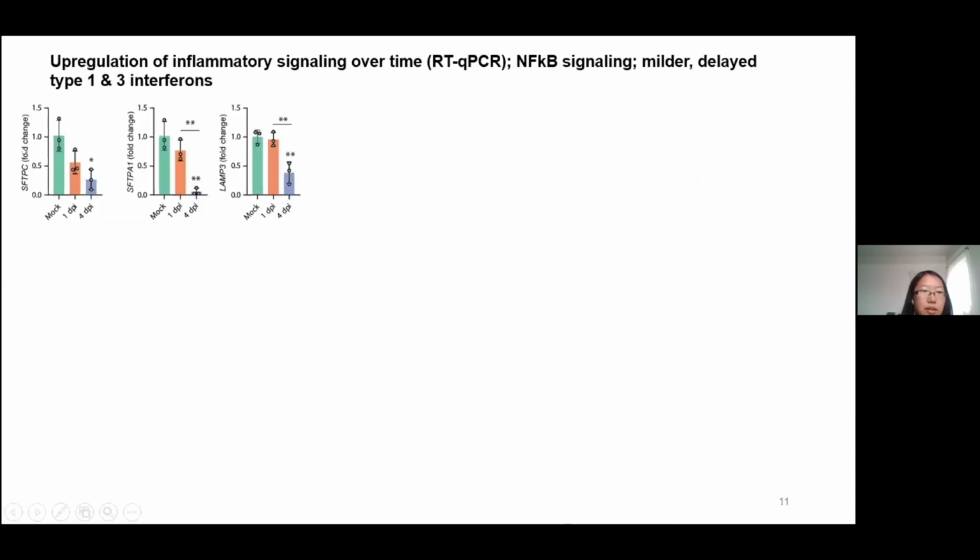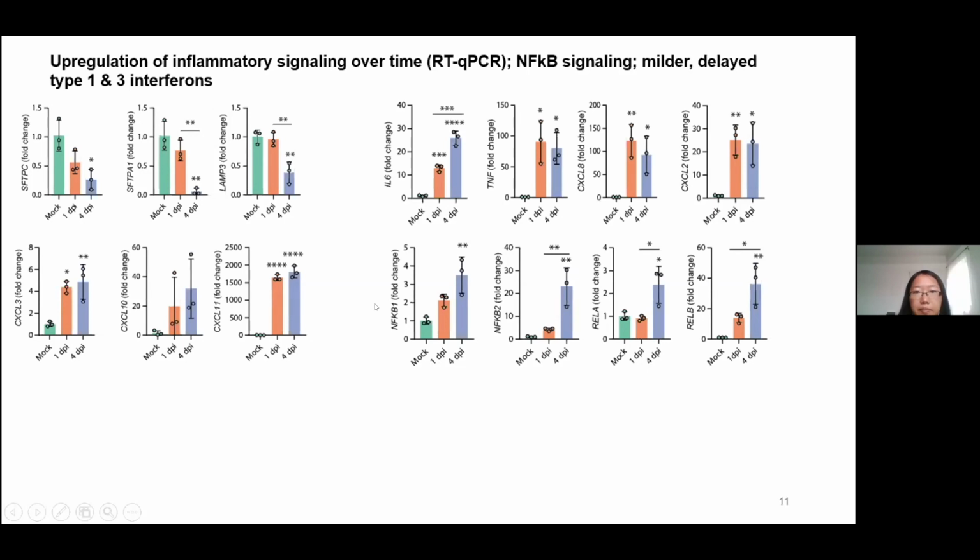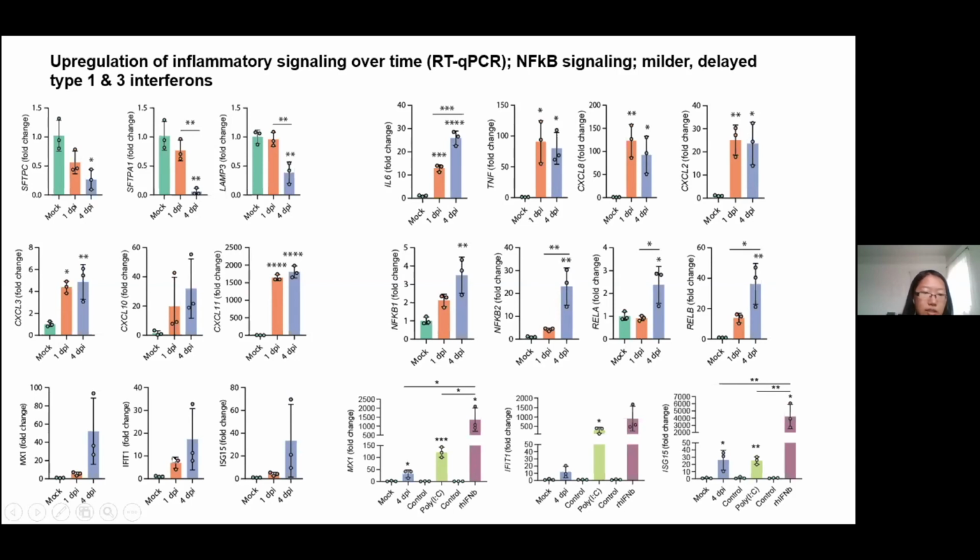We show via qPCR that, again, the type 2 cell program is going down over time. And here are some of the NF-kappa B related genes, which are all going up over 1 to 4 days post-infection. And the last set at the bottom are the interferon stimulated genes, or ISGs, which do trend up by 4 days post-infection, but are not significantly different. And we know that this response is both delayed and mild, because when we treat cells with other stimulants like poly-IC and interferon beta, those agents induce a much greater response of the ISGs in comparison to the virus at 4 days post-infection.